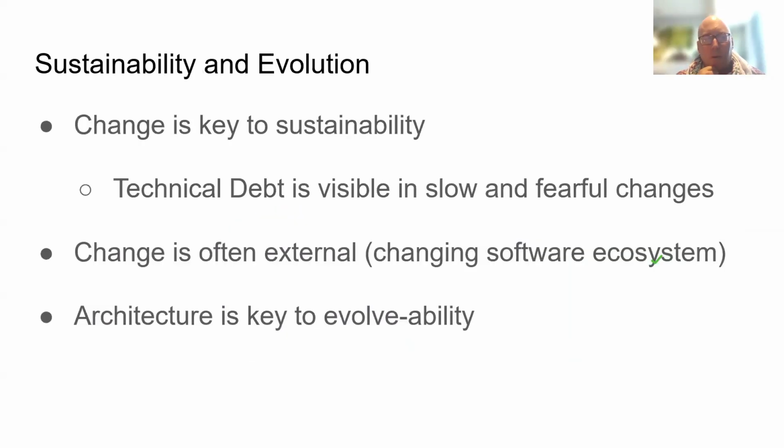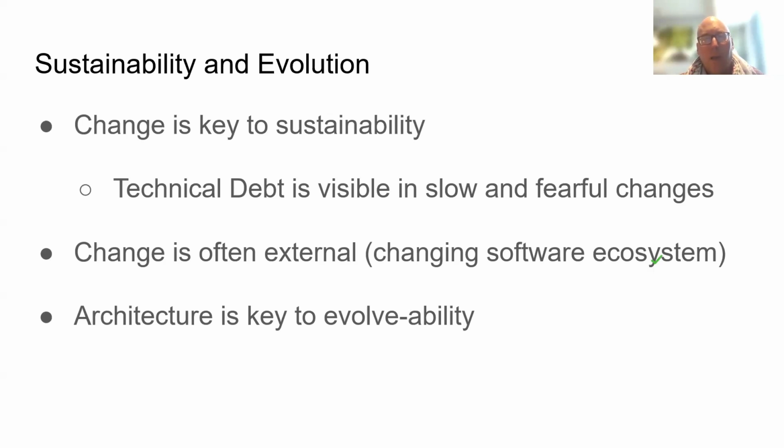Okay. So change is key to sustainability. So basically, the way we can best understand whether a research software is sustainable and therefore whether it is good quality is whether it is enduring, and that endurance is related to changeability. Okay, so has it evolved, kept up with the dependency evolution, kept up with the requirements evolution, and the technical debt. Because remember, every piece of code that we write is a liability, right? Because that's something you have to maintain. So the technical debt is visible in slow and fearful changes.